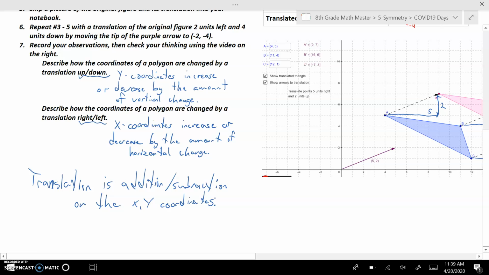And what we'll find is the other two symmetry operations also have a rule that they follow, a type of math that you're doing with the xy coordinates.